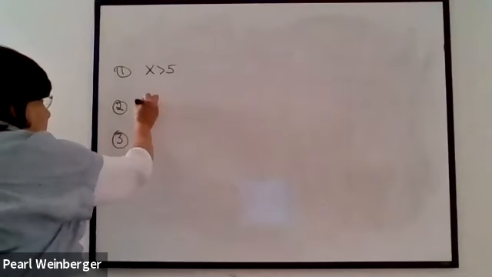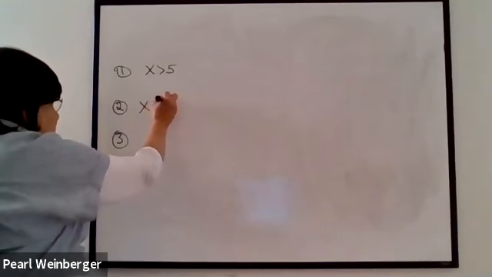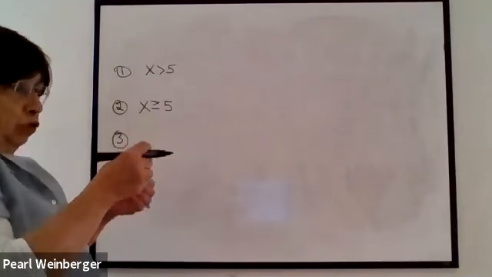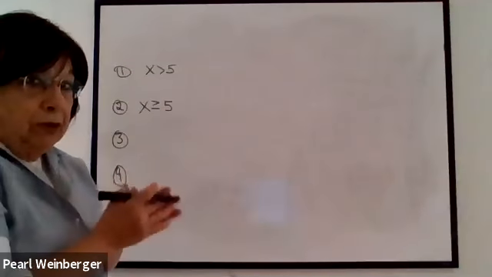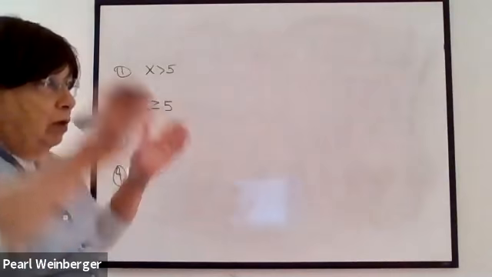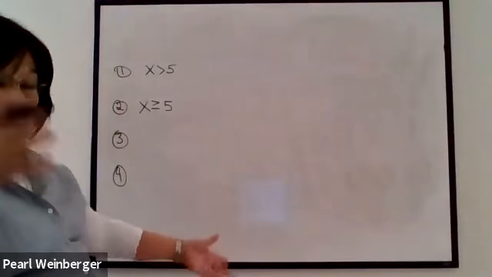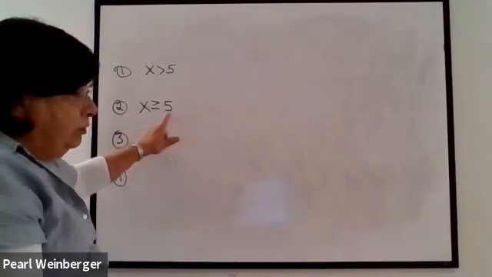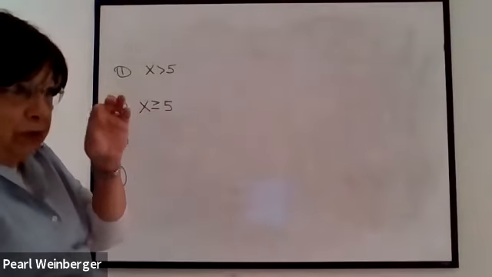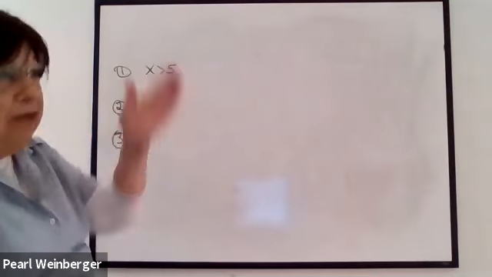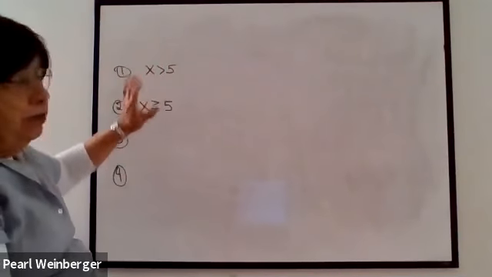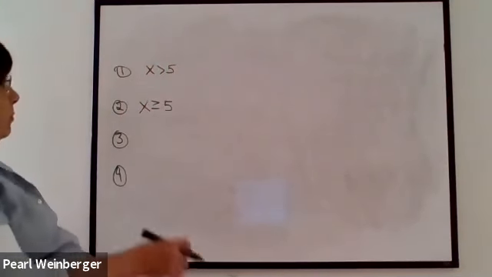Or we could have something very similar. We could say something like x is greater than or equal to 5. To say x is greater than 5 means we're talking about all the numbers that are bigger than 5, like 5.1, 2 million, a billion. To say x is greater than or equal to 5 means not only are we talking about all the numbers that are bigger than 5, we are including 5 as well. I'm going to show you how this looks on a number line in a minute.